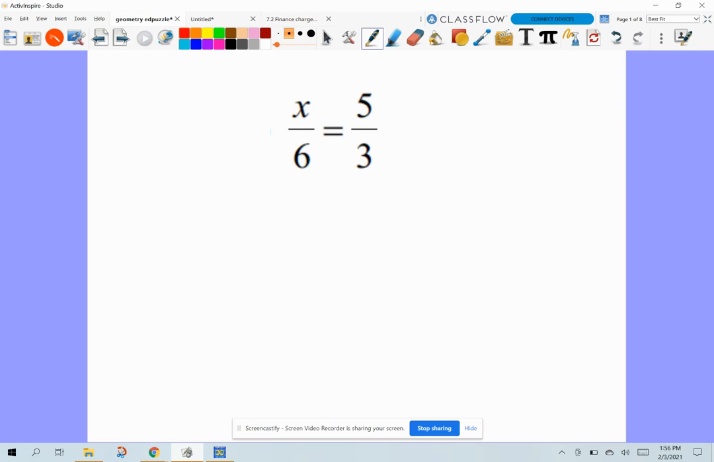All right, solving this is pretty straightforward. You're going to cross multiply. And then once you've cross multiplied, you just need to divide by 3 to get your answer of 10.